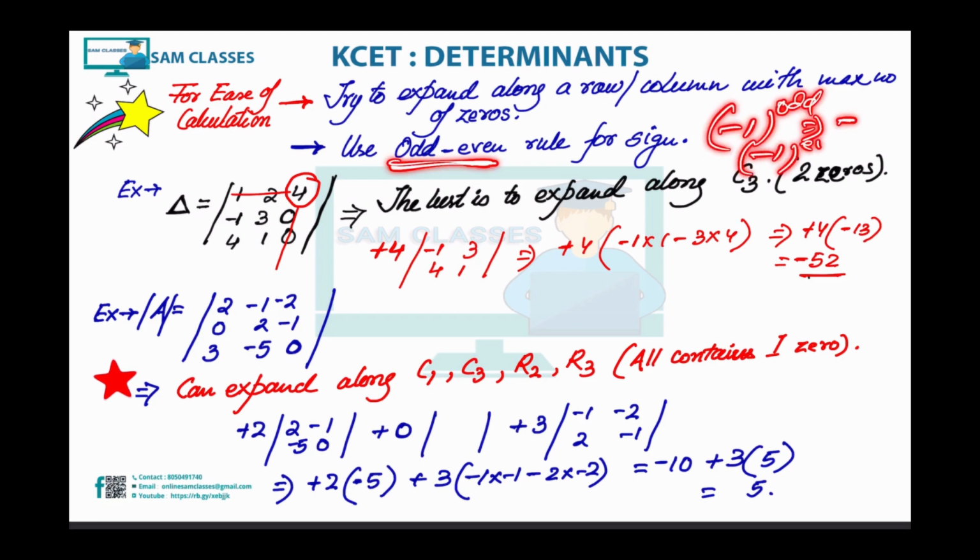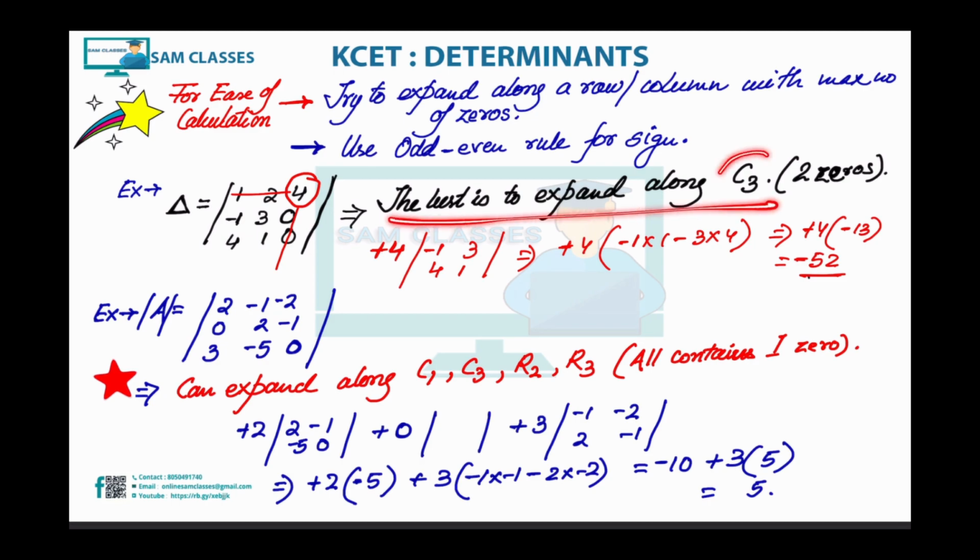Negative. And if minus 1 power even is coming, then it is what, student? Positive. Pretty simple. Okay. Now, let's expand it along C3. Why are we expanding along C3, is that clear? Two zeros are there, student, nothing more than that. So we just have to expand along 4.